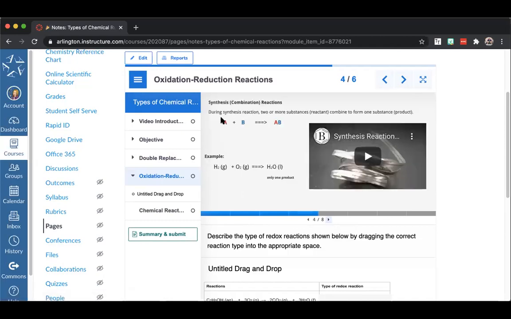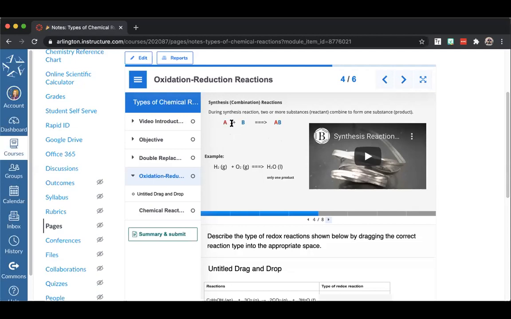Synthesis, okay? These are really easy to remember, because the word synthesis means that you're making something. If I synthesize, that means I'm creating something. So in synthesis reactions, you start with two reactants and make one product. Typically, the reactants will both be elements and the product will be a compound. Sometimes though, your reactants might be an element and a simple compound, and then your product is a more complex compound.